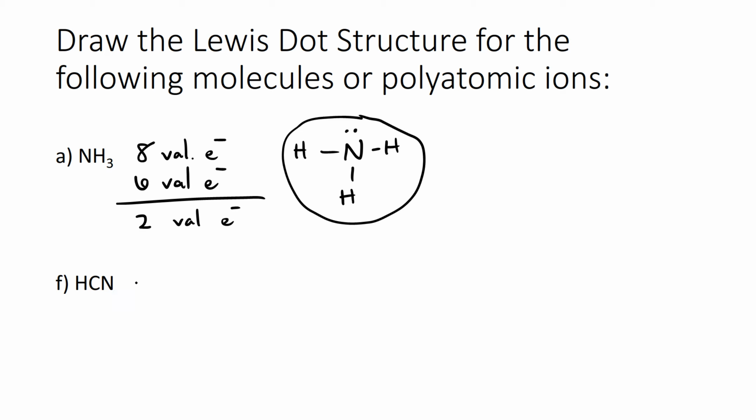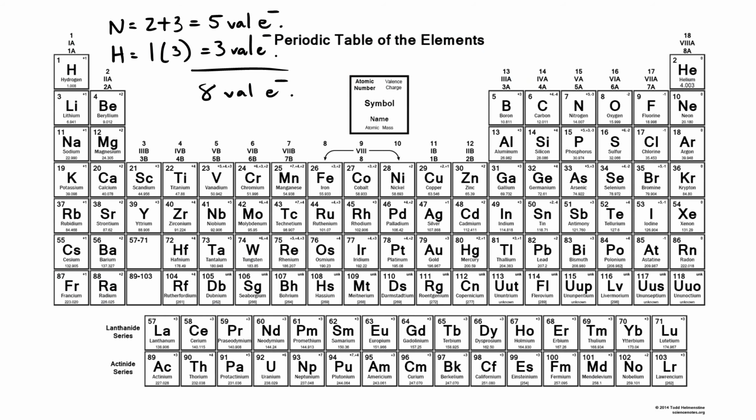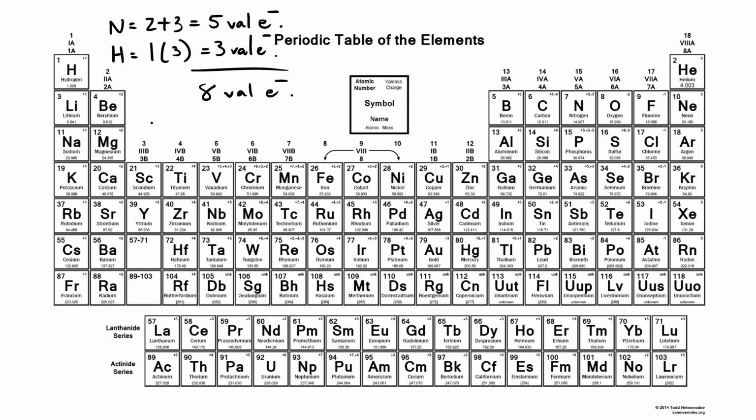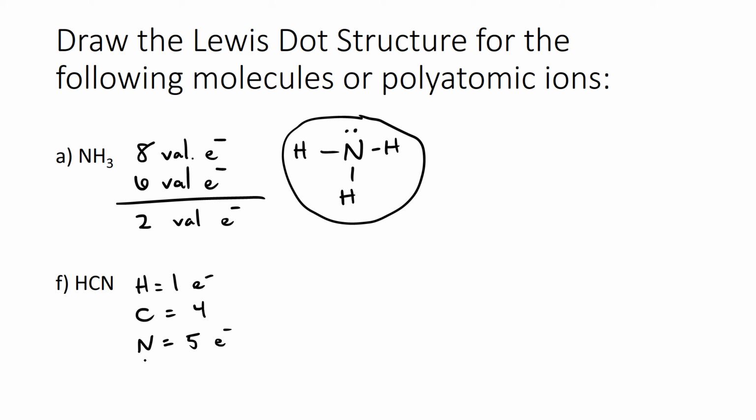Next we'll look at HCN. We already know that H has 1 electron in its outermost shell. Nitrogen we just did. Nitrogen has 5 valence electrons. And carbon has 2 in the 2s orbital and another 2 in the 2p orbital. So it's going to have 4 electrons. We'll add those up. That's going to give us a total of 10 electrons that need to be used when drawing the structure.